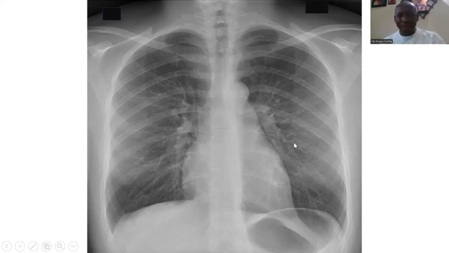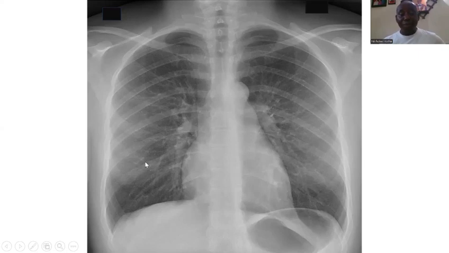Furthermore, there are other bones that I didn't mention earlier when I was talking about the bones of the thorax. What we can see here is the medial border of the scapula, bilateral.